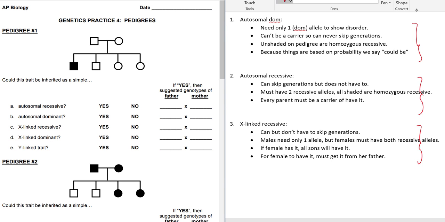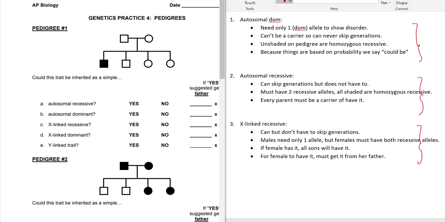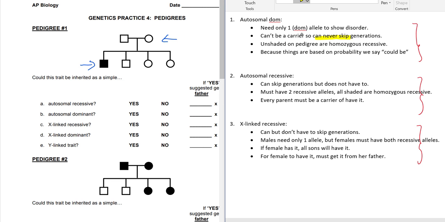So, for example, in the first one, I'm going to notice right off the bat that neither parent has the disorder, and yet one of their children has the disorder. So I know automatically that it's not going to be autosomal dominant, simply because you can't skip generations, right? And so that rules out that option.